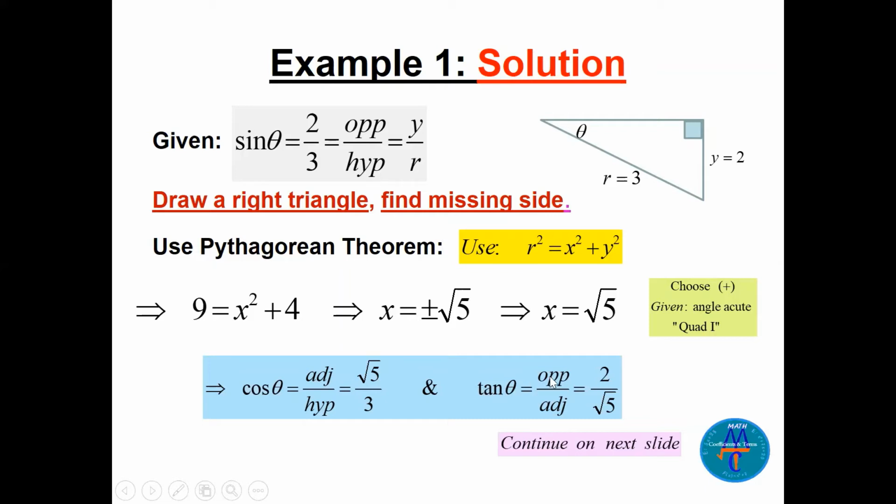So tan theta will be the opposite over the adjacent. See, tan theta, the opposite here over the adjacent. So it will be 2 over square root of 5. And the cosine will be the adjacent, which we found, x, over the hypotenuse, square root of 5 over 3. Now let's continue in the next slide.